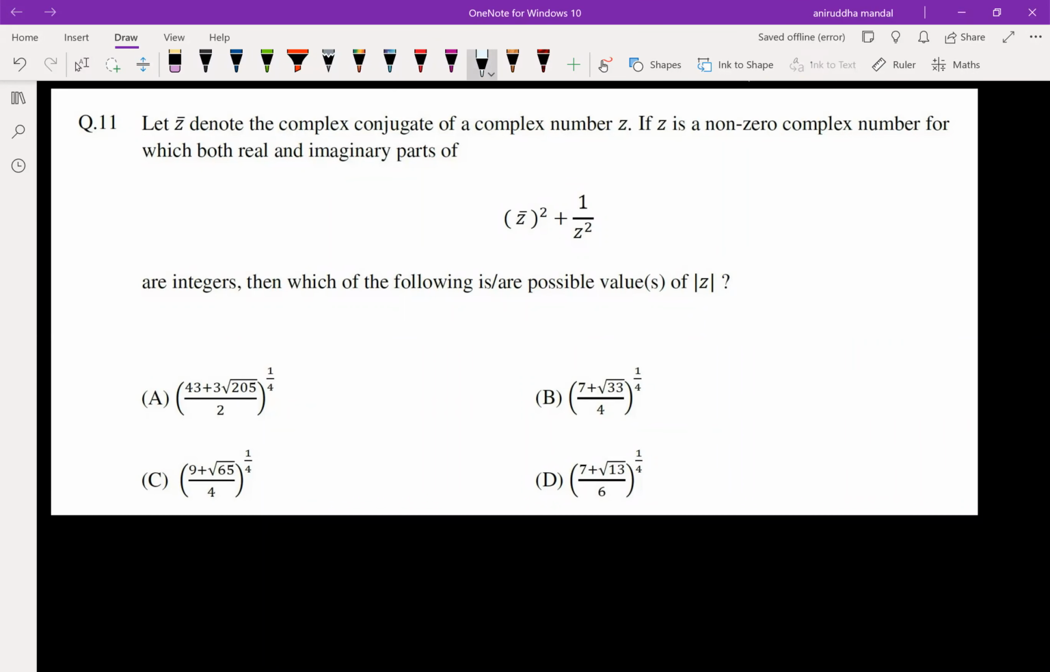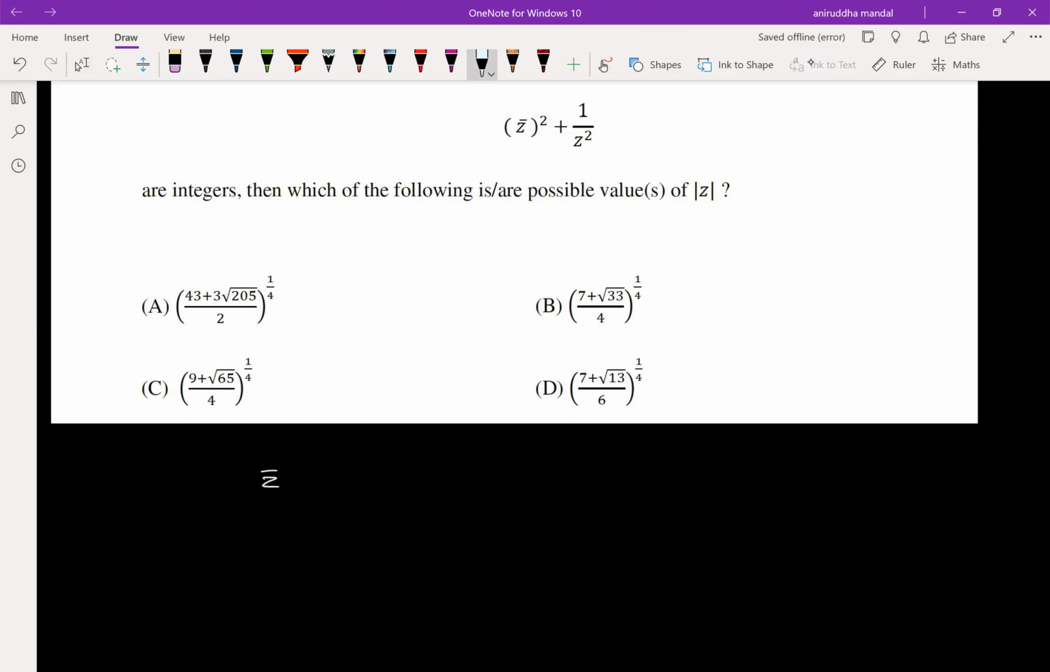Now this is the third question. This is from paper 2, question number 11. Z bar is the complex conjugate of a complex number z. If z is a non-zero complex number, both real and imaginary parts of this expression are integers. Okay, so let me write this expression. So this is a complex number whose real part as well as imaginary part are integers.